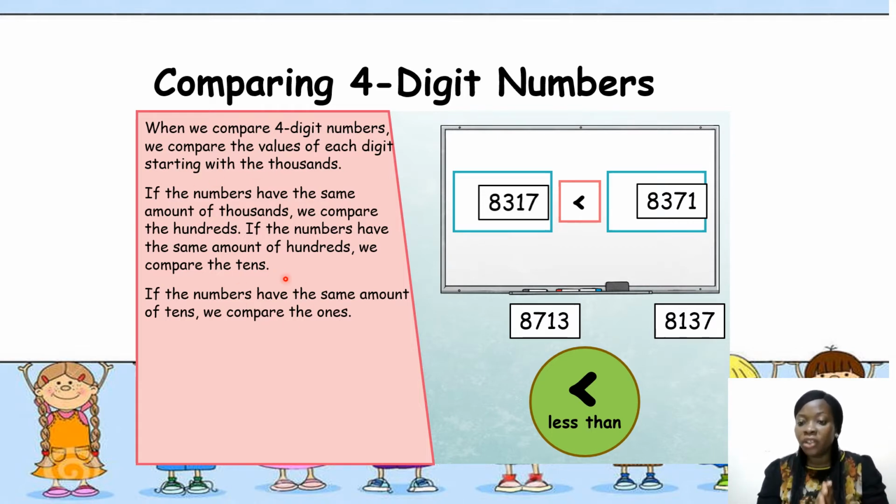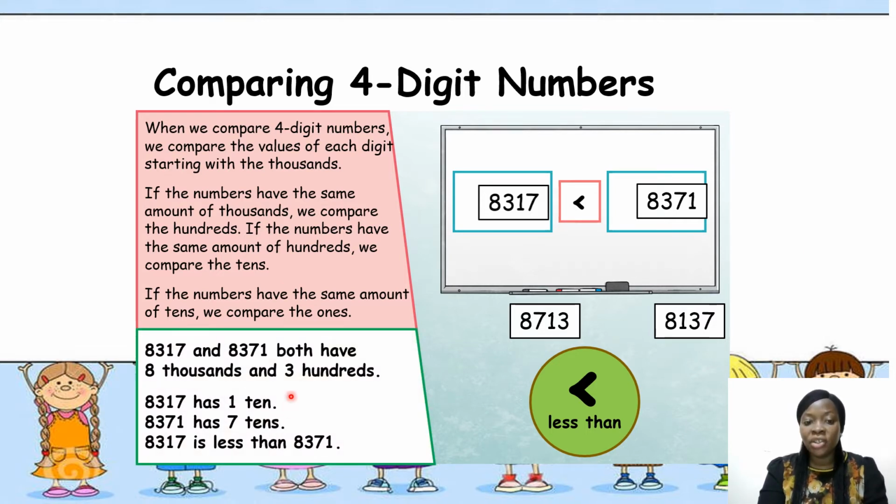When you have four-digit numbers and you have to compare which is greater and which is less or which is equal, you need to compare the thousands place first, then compare the hundreds, compare the tens, and then compare the ones. One of these is definitely going to show you which is greater and which is less. This is just a summary of what I explained just now.